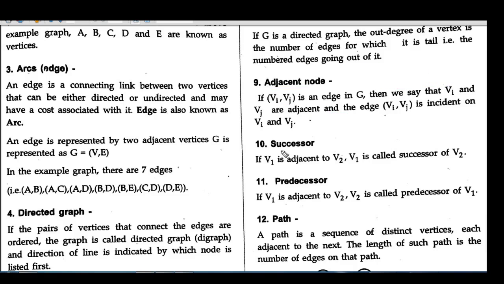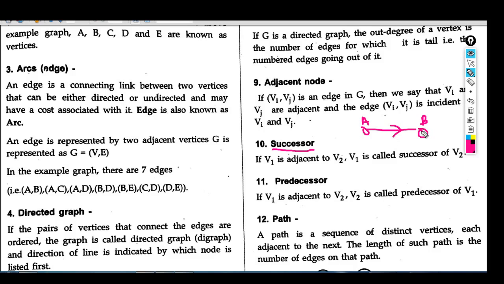Now the only thing that remains is successor. What is successor? If V1 is adjacent to V2, V1 is called the successor of V2. And predecessor: if V1 is adjacent to V2, then V2 is called the predecessor of V1. For example, if this is vertex A and this is vertex B, and there is an arrow from A to B, then who is the successor? Successor is A. And who is the predecessor? Predecessor is B, right? Okay.